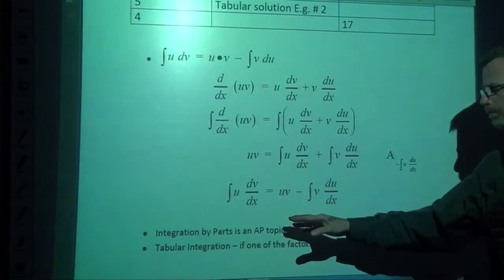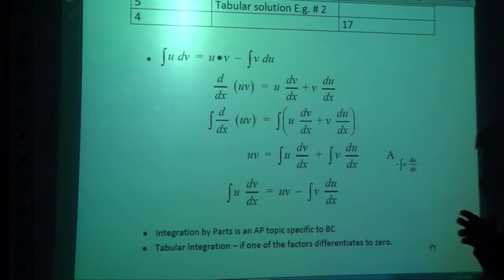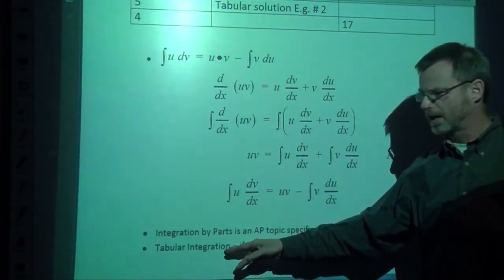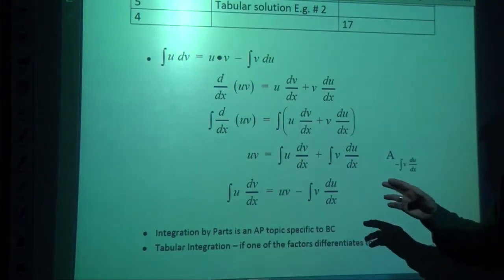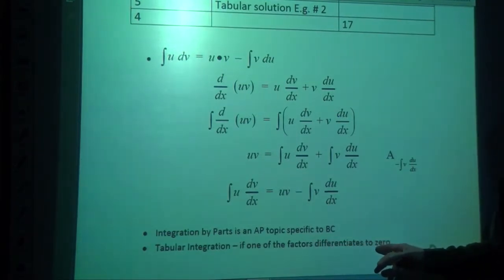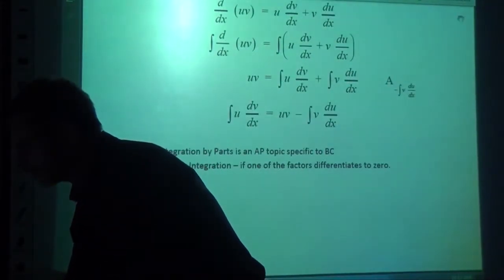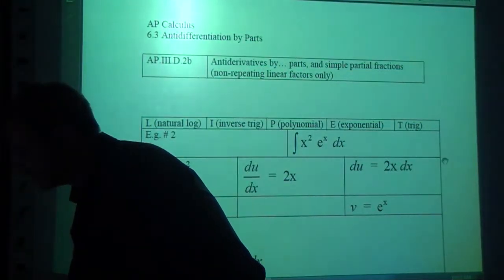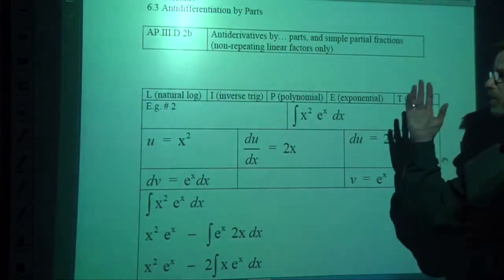Now, integration by parts is a topic that's specific to BC. It isn't on the AB test. And the tabular integration, which we're going to apply to example 5 in your textbook, is a shortcut that works if one of the factors differentiates to 0. So here's the topic that you're accountable for in the test.